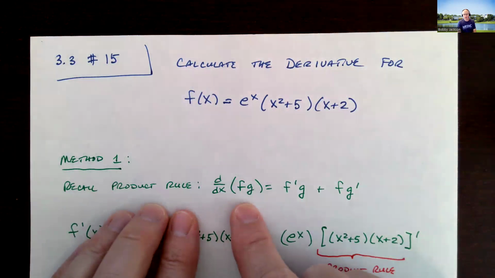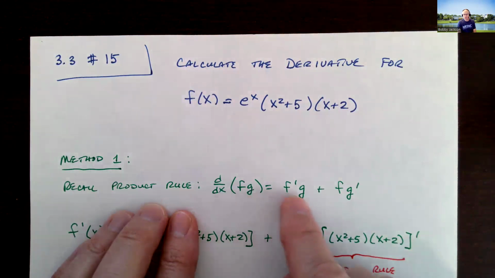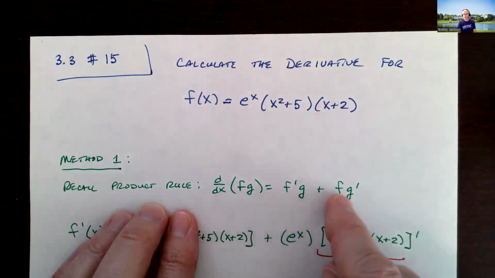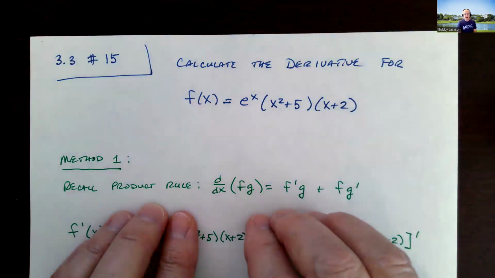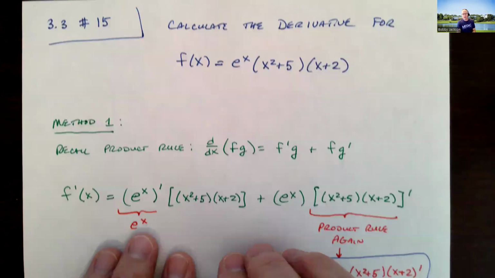Just a reminder, the product rule, the product of two functions, f times g, will be the derivative of the first function times the second, plus the first function times the derivative of the second. So remember, we derived that. And so method one will make use of that, of course.